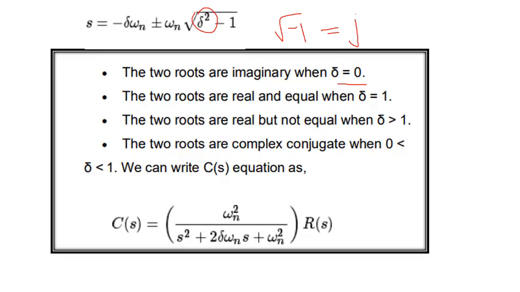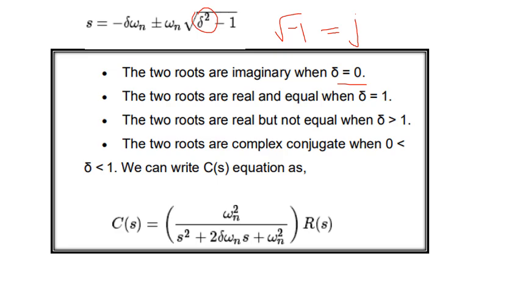The third case is that I substitute zeta greater than 1. When zeta is greater than 1, the second part will have a positive value. When it has a positive value, the roots will be real, but they may not be equal.